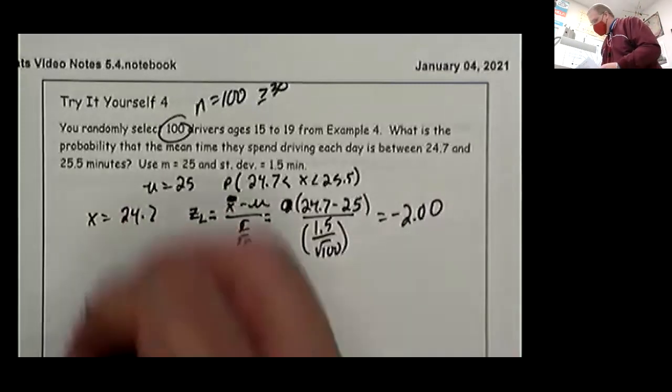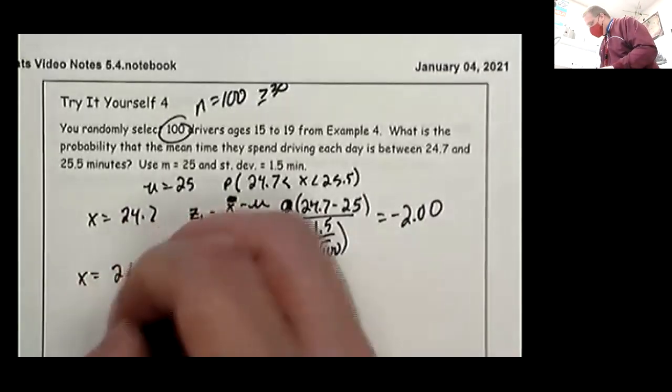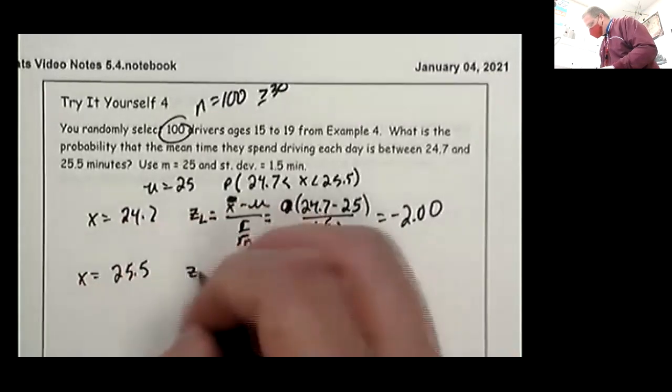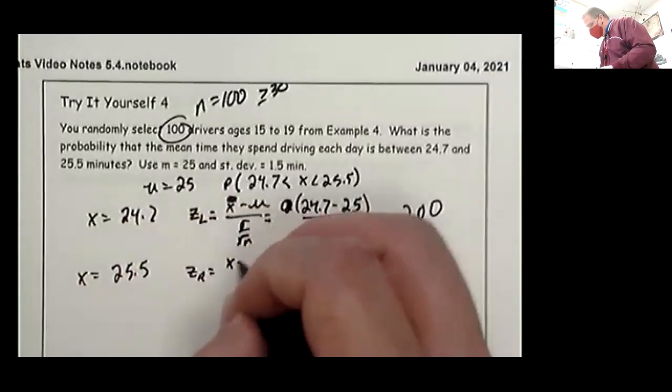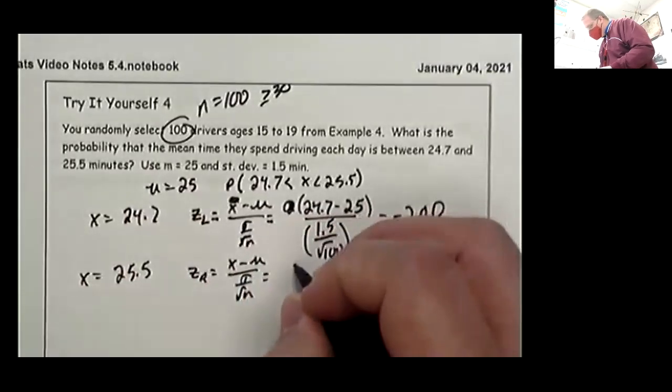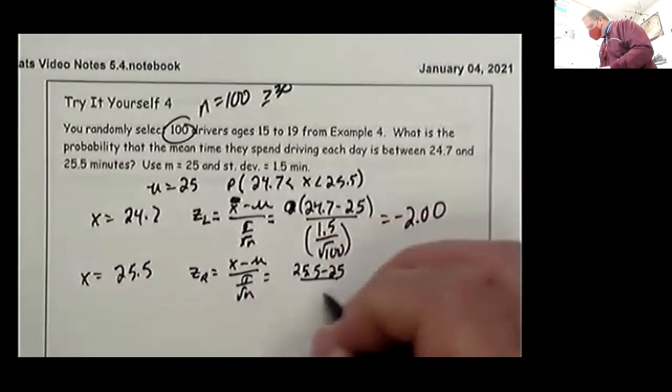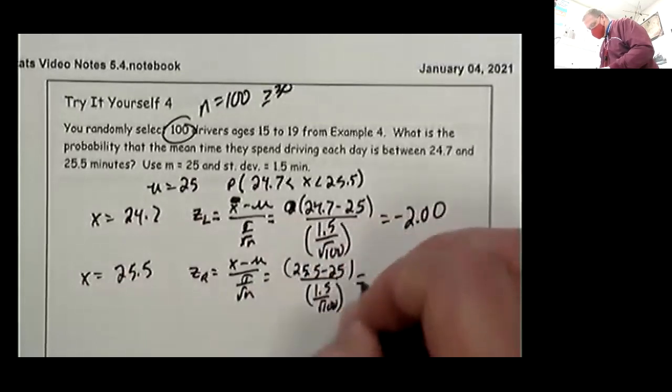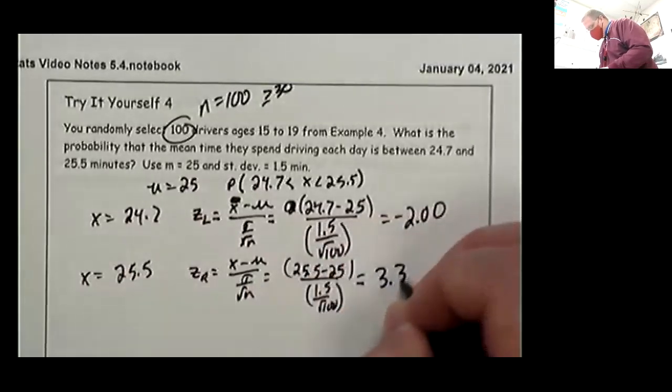And then we have an x score that is 25.5. So now we want a z-score to the right, which is x minus mu over sigma over square root of n. And that is now 25.5 minus 25 over sigma, which is our 1.5 divided by square root of 100. Put those in parentheses. On your calculator, you should get 3.3.